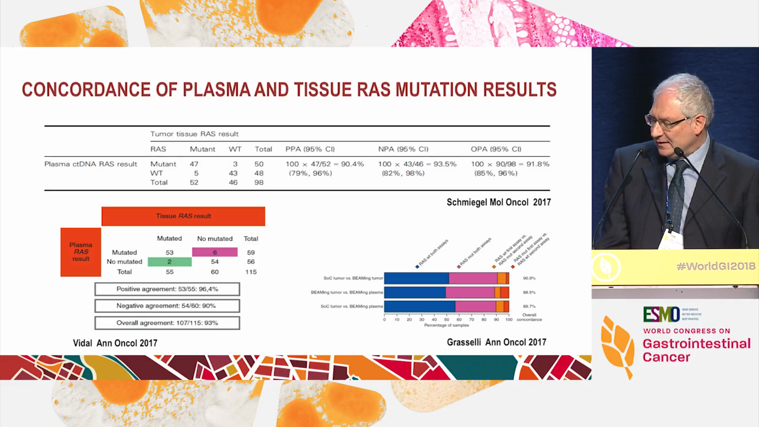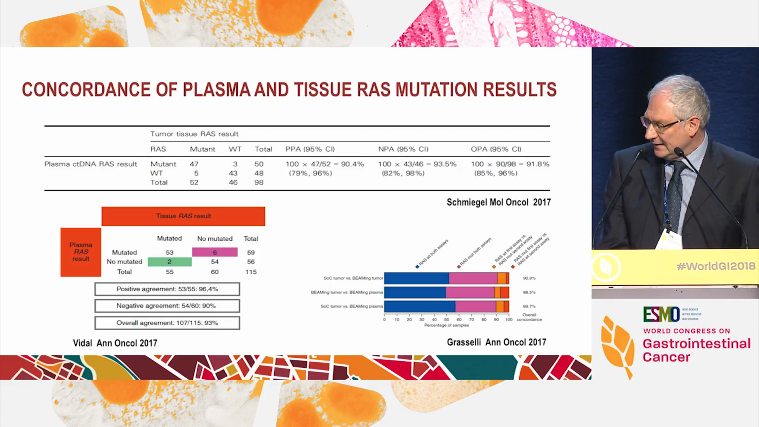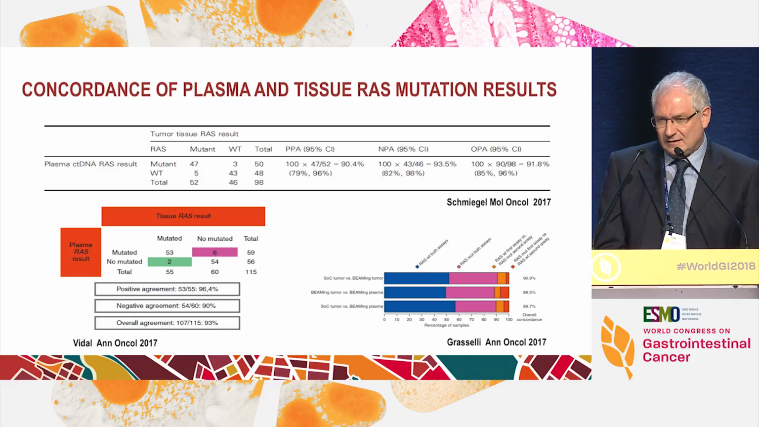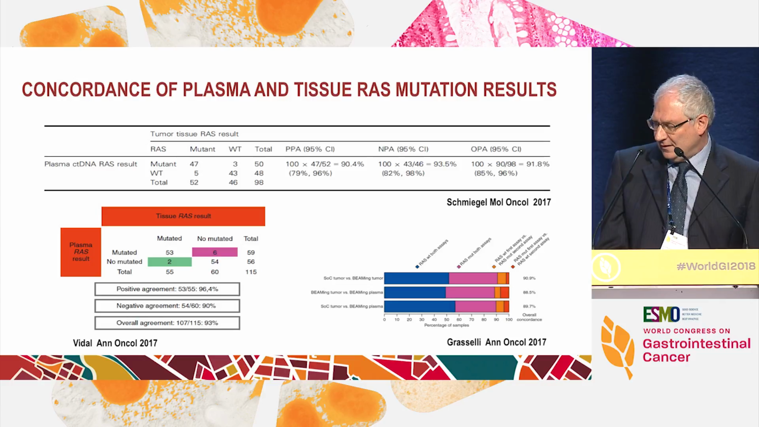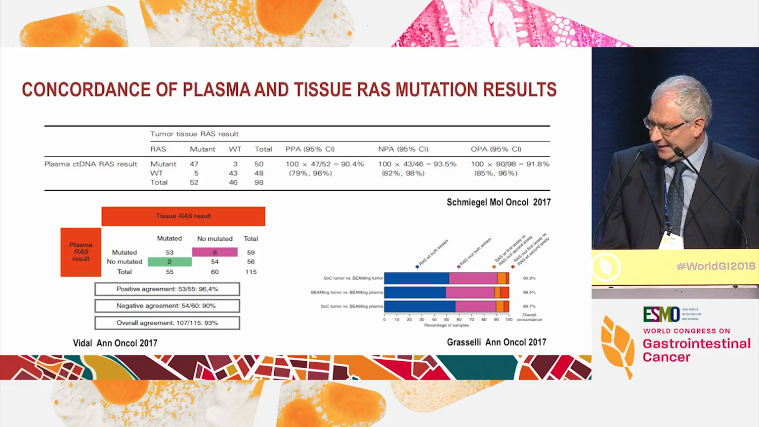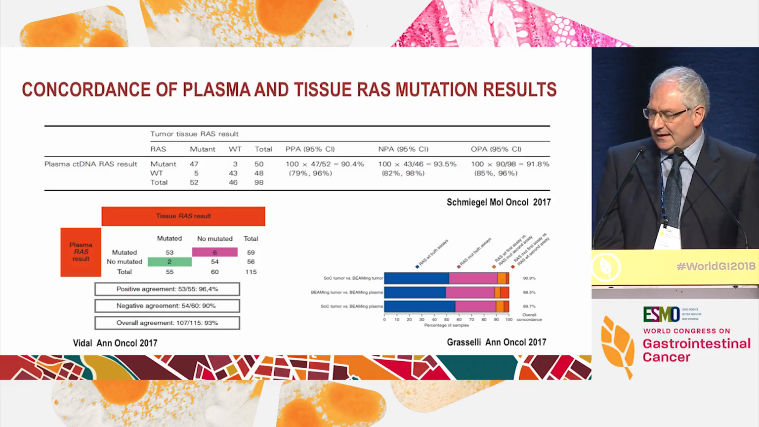Basically, the first study by Schmiegel was basically done in Germany, whereas the other 2 studies published last year in Annals of Oncology, first author Sal Vidal and Grasselli, come mostly from a series of patients from 3 institutions here in Barcelona, from Ramon Salazar, Clara Montagut, and obviously Josep Tabernero at VHIO. And without entering in the details, we can say that when you use BEAMing technology in tissue and in plasma, there is a very high concordant level in defining if a tumor is RAS wild type or RAS mutant.